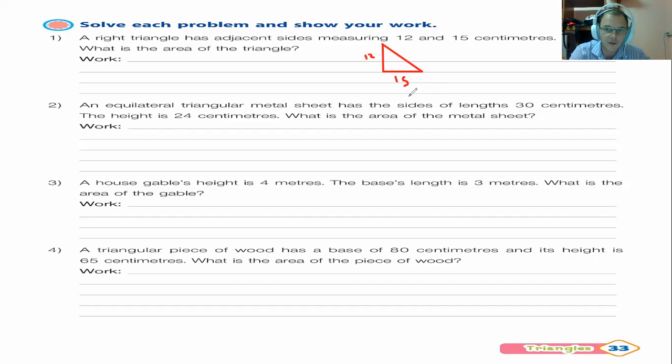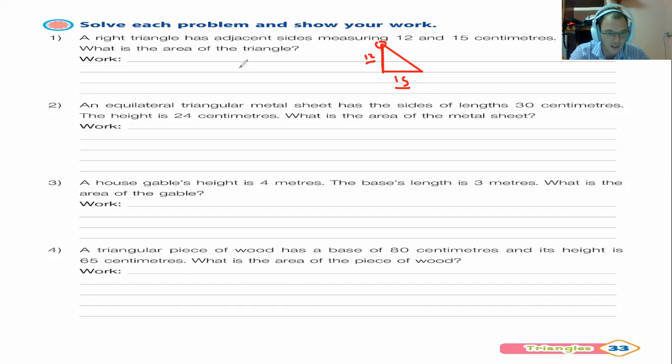12 centimeters, 15 centimeters, and we'll have to draw a line from the base, which is perpendicular to the apex. So where's the apex of this triangle? We can say it's the apex here. So our height is 12 and our base is 15. The height is from the apex to the base, perpendicular.